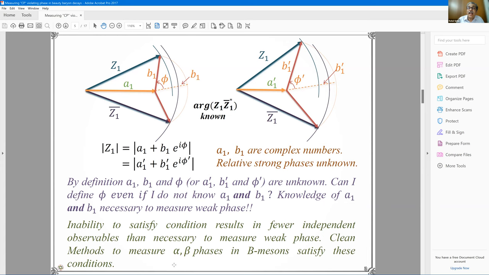Of course, time-dependent mixing is not always done. For example, in the measurement of gamma, we don't do it. We could use the charged mode and measure gamma, where there is no Z1 Z1 bar star term. And that is done because you can get the interference through the CP eigenstate mode, and then you can measure the D and D bar modes separately to get A1 and B1.